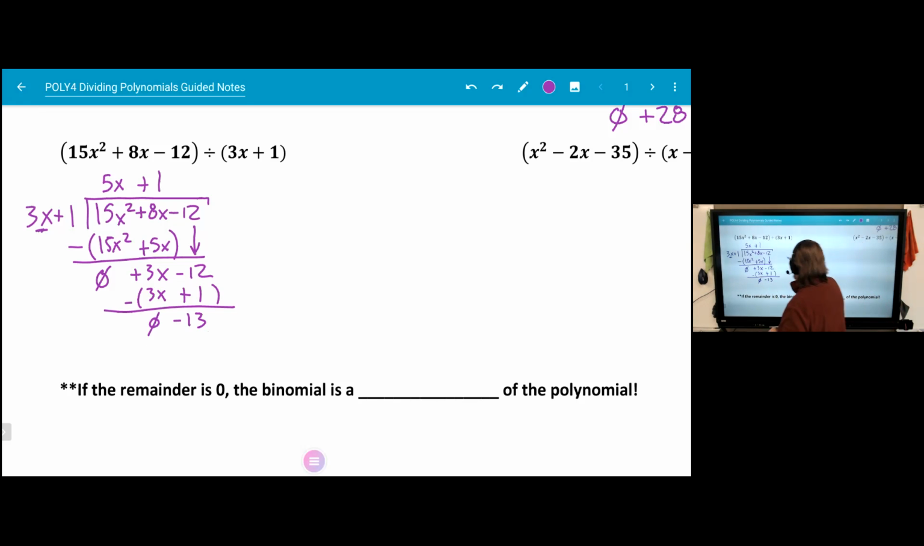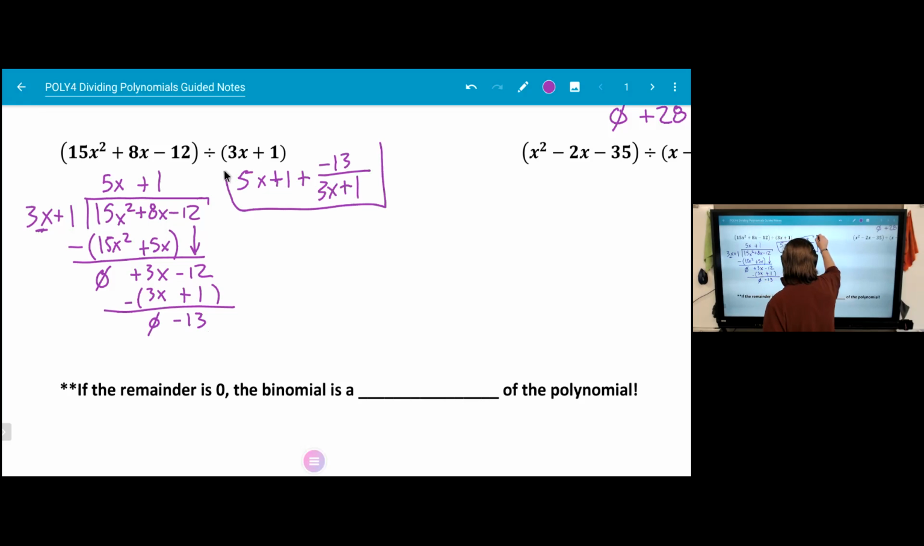So what I'm going to do, I'm going to say this is 5x plus 1 plus my remainder, which was -13, divided by my divisor, 3x plus 1. And that is how I get there. Long division. I know. It's a lot. There's a lot to work with.